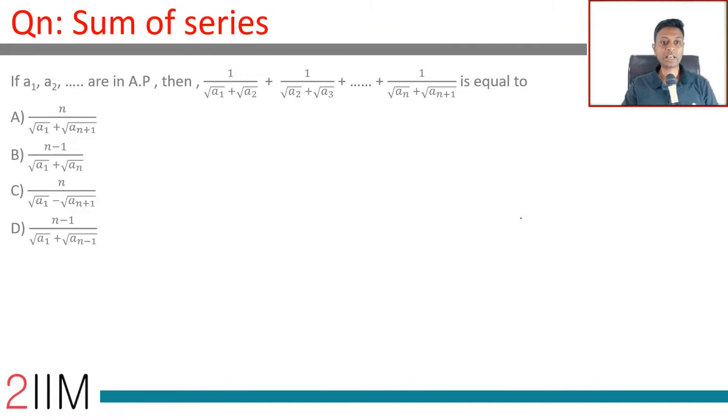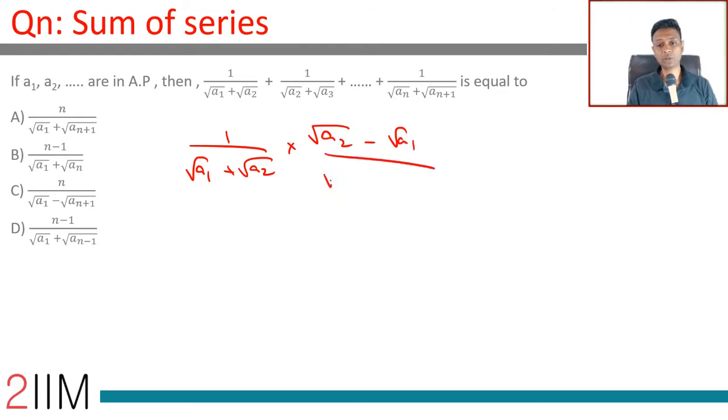A1, A2, A3 are all in AP. What is this equal to? Wonderful. This is a classic question where we rationalize the denominator. 1 by square root of A1 plus square root of A2 into root of A2 minus root of A1 by root of A2 minus root of A1.